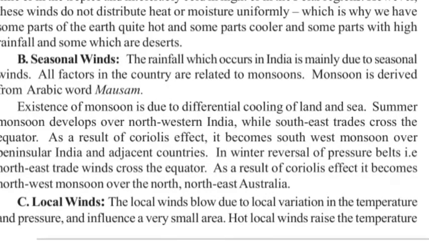Formation of monsoon is due to the differential cooling of land and sea. Summer monsoon develops over northwest India, while southeast trades cross the equator as a result of the Coriolis effect. Understood?